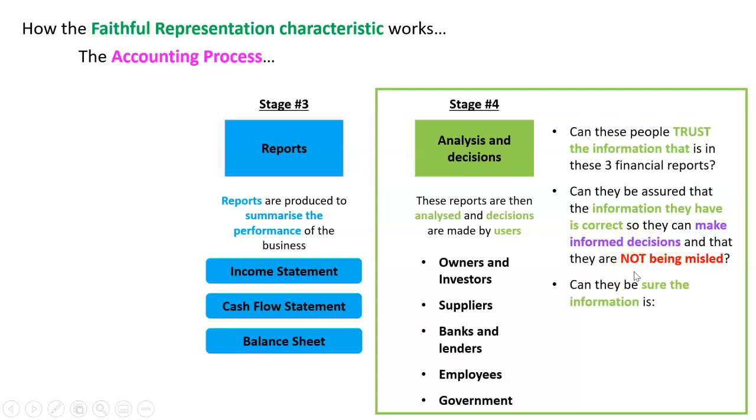How can you do that? Well, easy, just those 3 things. It's got to be complete. It's got to be free from material error. So we looked at what materiality was when we looked at relevance. And it's got to be neutral.